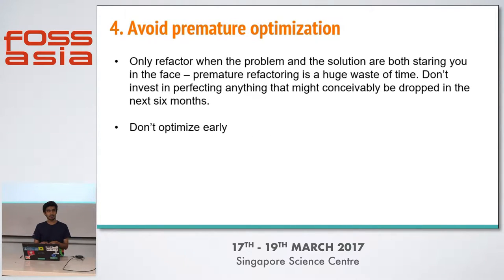Premature optimization. It's one of the concerns where people try to optimize very early, for example, if they consider the use case for a million users, but they don't have a single user yet. So don't try to do that. And premature refactoring is a huge mistake.